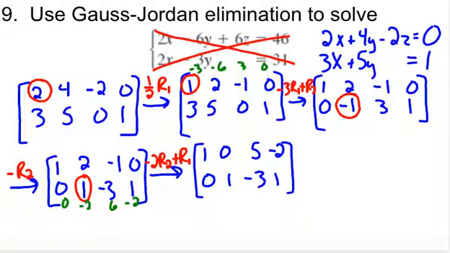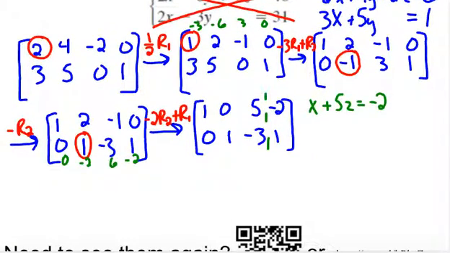Notice I have a 1 as my leading coefficient, all zeros in that column. A 1 is my leading coefficient, all zeros in that column. So now remember, this is an augmented matrix. So the top row tells me x plus 5z equals -2. And I also know that y minus 3z equals 1.